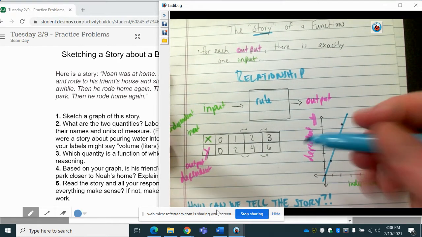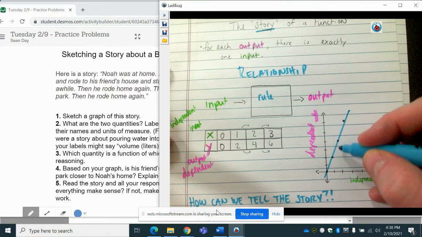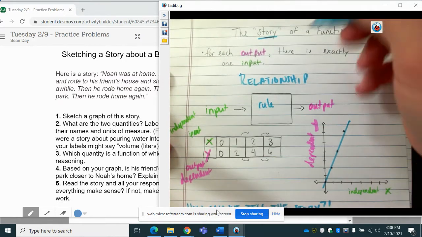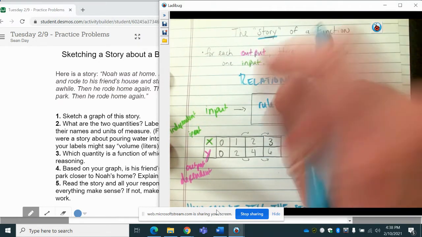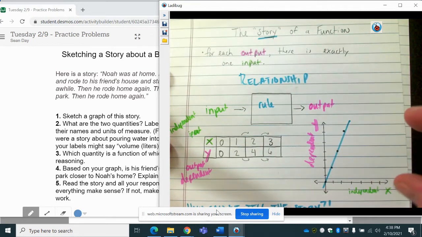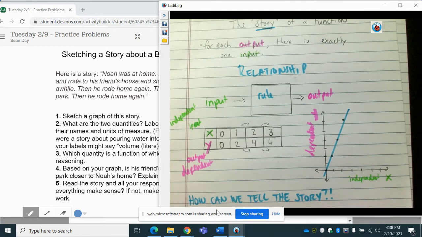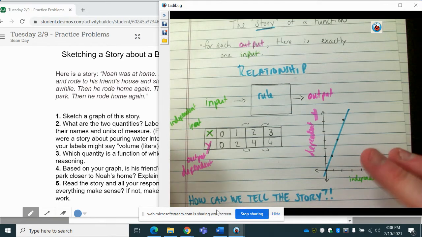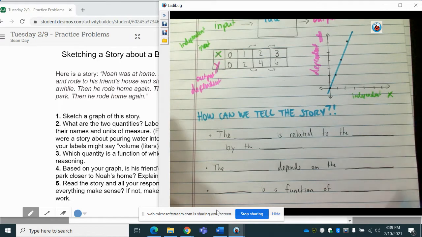What's the story? How does it change over time? When our independent variable is here, how did that affect the output? Where's the output at? So we can tell this function, we can describe it and show it with a table or graph. We can also use specific language to tell a bigger story of what's going on, the relationship between our inputs and outputs. So how do we tell this story?